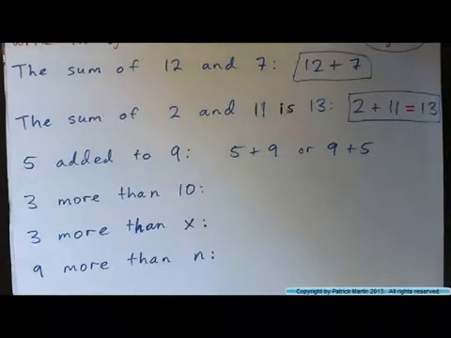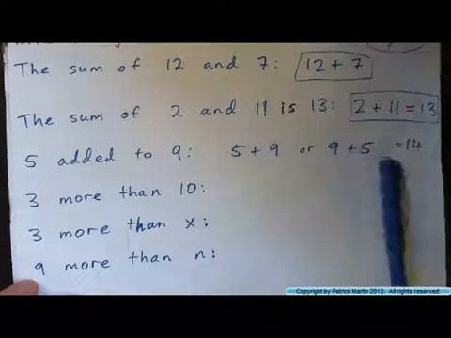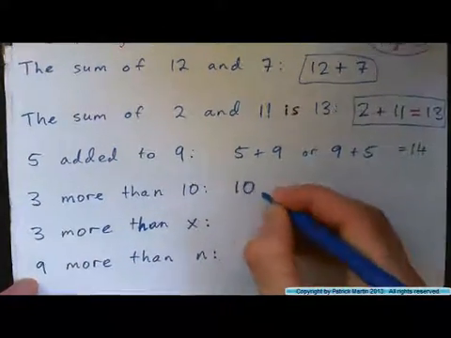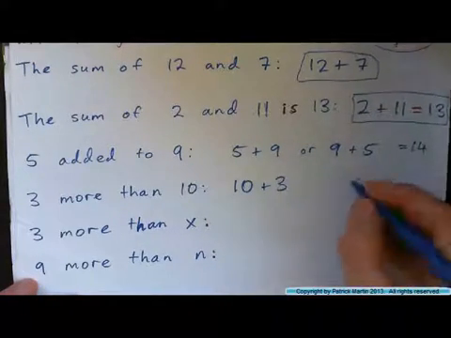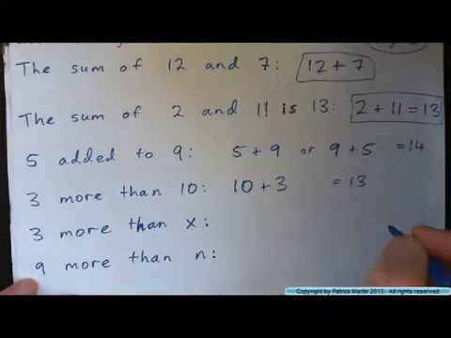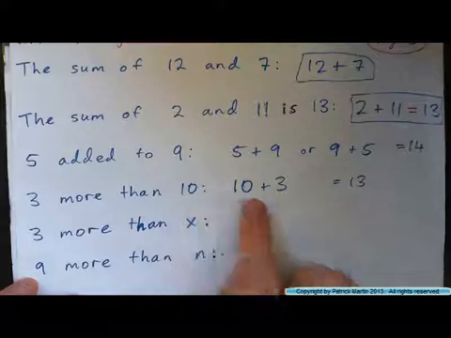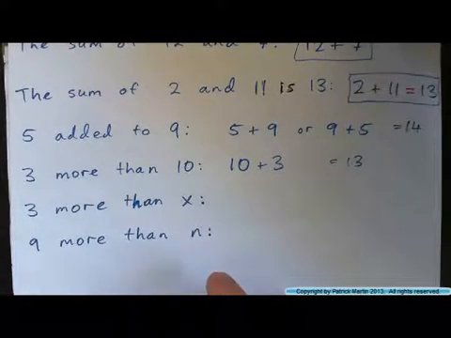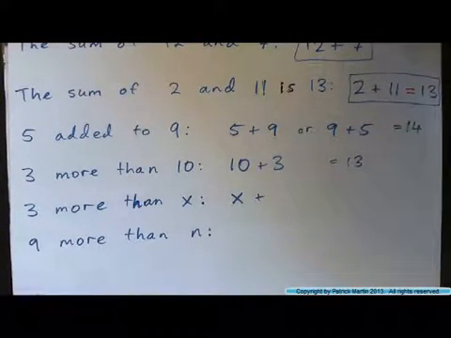So we know this answer, of course, is 13. But it's about writing it out, because that's a skill we'll need for algebra. 3 more than 10 is beginning with 10 and adding on 3. 10 plus 3, which of course is 13. We know that, right? What's 3 more than x? If 3 more than 10 is 10 plus 3, 3 more than x is what? x plus 3.